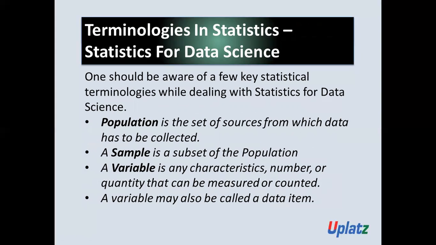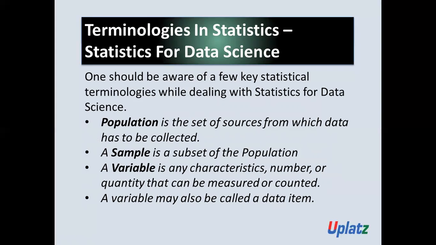Now the next term is sample. A sample is a subset of the population. Population is a set of sources from which data has to be collected. A sample is a subset of the population. After that, you can see a variable. A variable is any characteristic, number, or quantity that can be measured or counted. A variable may also be called a data item.